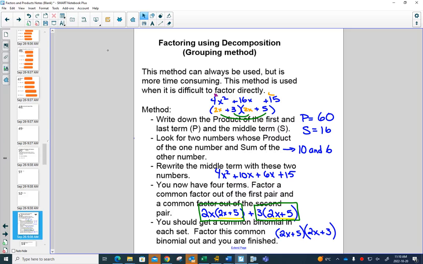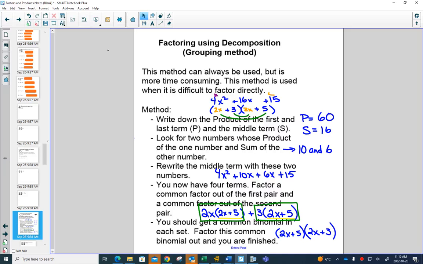Okay, so re-looking at the method. We have one that looks like it's going to be hard to factor. So we multiply the coefficient of the x squared times the constant, the first and last terms, 4 times 15, we get a product of 60. We also write the middle number down, sum is 16. Then you go through the things that multiply to 60 until you find one that also works for the sum.